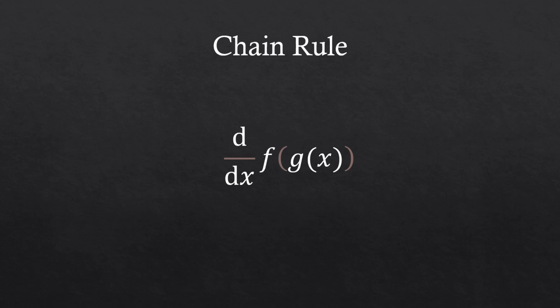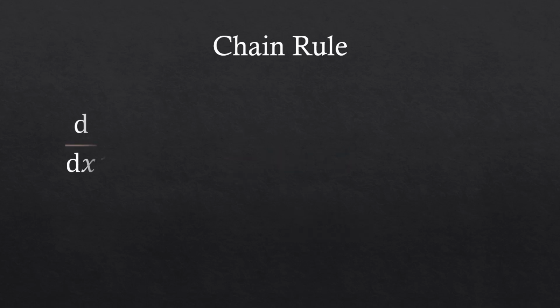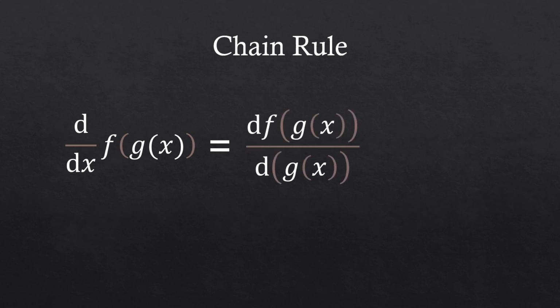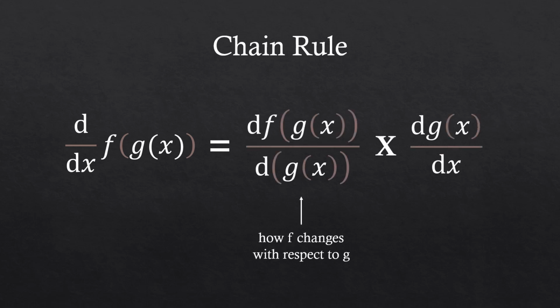However, when we have functions which vary with respect to other functions of the independent variable, we must use the chain rule to find its derivative. For example, here f is a function of g, which is in turn a function of x. So to find its derivative, we need to find how f varies with respect to g and how the function g varies with respect to x.